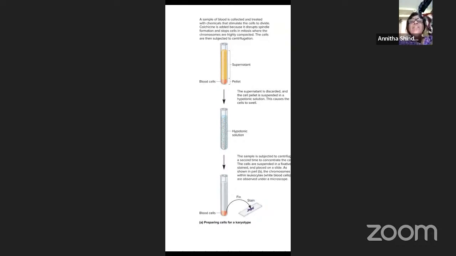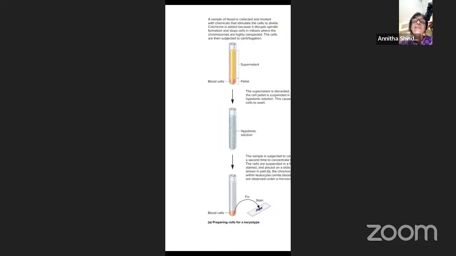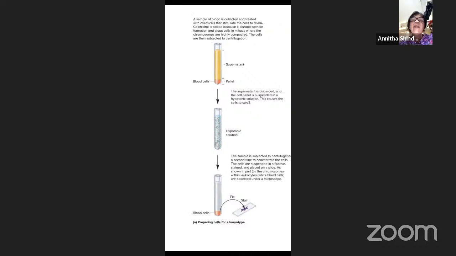So you have to take a sample, any sample. You may take blood, or you may take any other tissue also, and then you have to treat it with the chemicals, and then add the colchicine to it. The colchicine will disrupt the cell division, the spindle formation. It will stop the cells at the mitosis stage only. Then you have to centrifuge the collection, whatever you have taken.